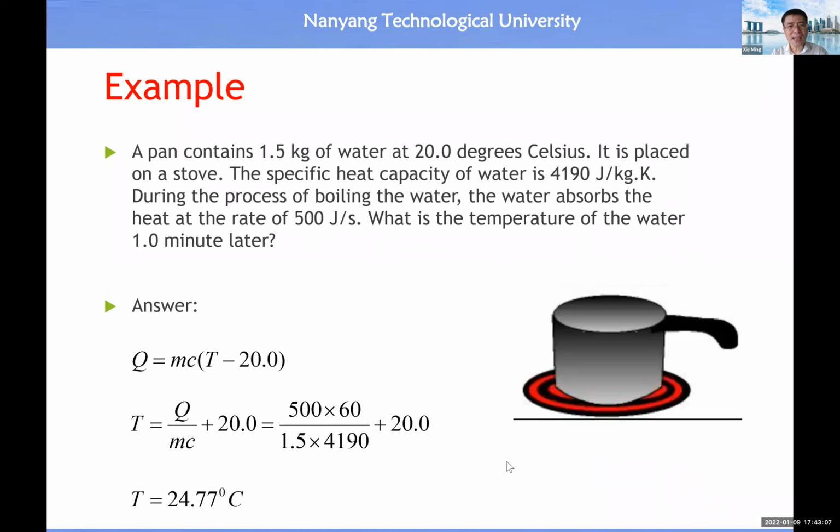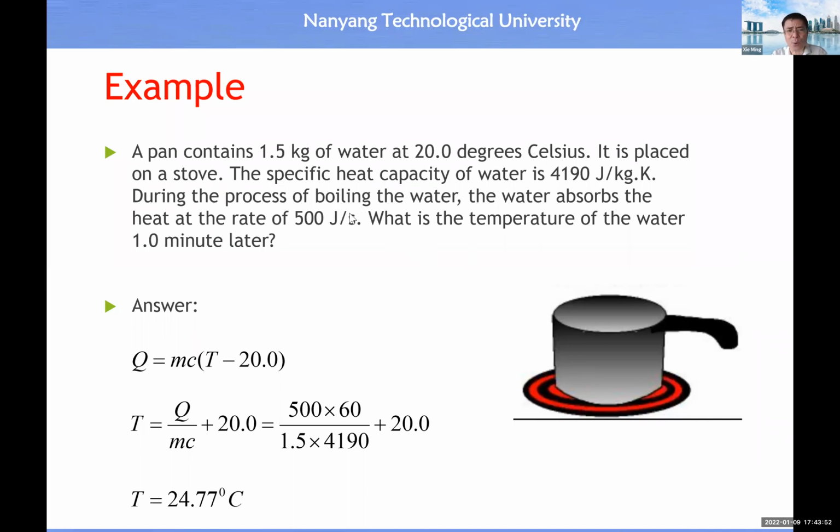Okay, this is one more example, and in this case we have a pan. Inside we have 1.5 kg of water at this temperature, and there is a specific heat capacity. The specific heat capacity of water is 4,190. So here we just consider the water is a storage device of thermal energy. Then we can transfer thermal energy from the store into the body of the water. And this question tells you the coefficient C, the specific heat of water.